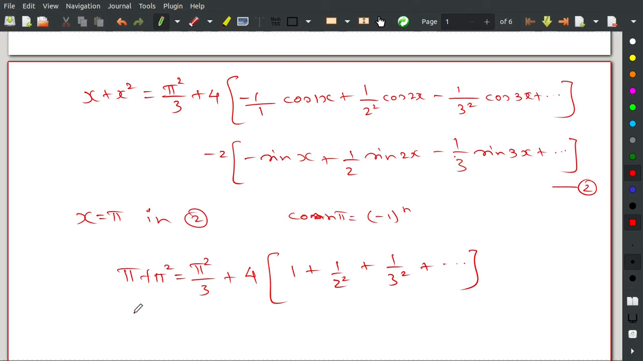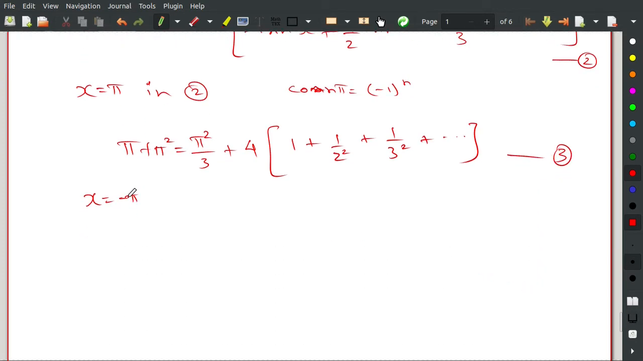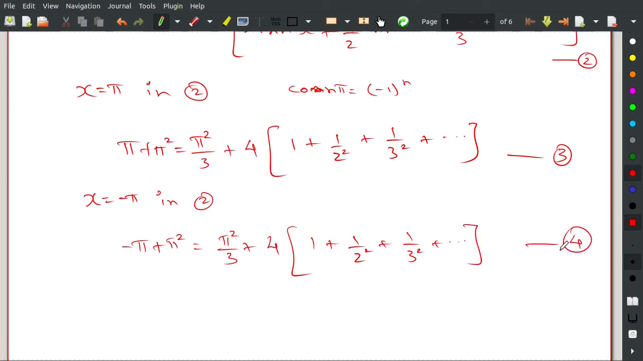Next we have to substitute x equals minus pi. Before that, let me number this equation as 3. So if we substitute x equal to minus pi in equation 2, we have minus pi plus pi square equals pi square by 3 plus 4 times the same thing, 1 plus 1 by 2 square plus 1 by 3 square plus etc. Let me number this as 4.